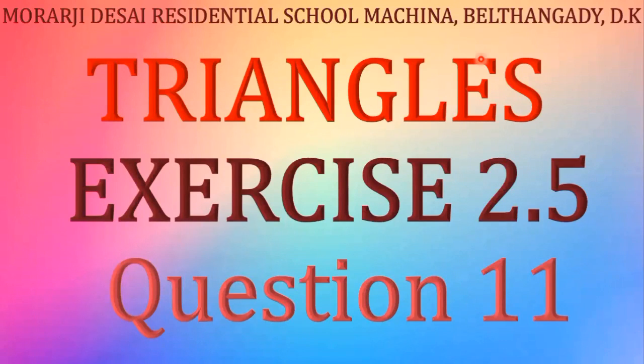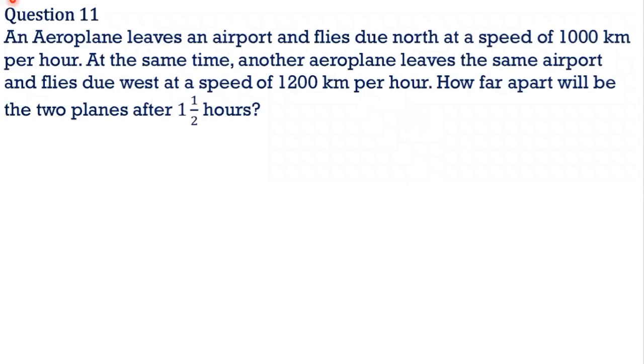Dear students, now let us solve 11th question of exercise 2.5 from triangles lesson. An aeroplane leaves an airport and flies due north at a speed of 1000 km per hour. At the same time, another aeroplane leaves the same airport and flies due west at a speed of 1200 km per hour. How far apart will be the two planes after 1.5 hours?